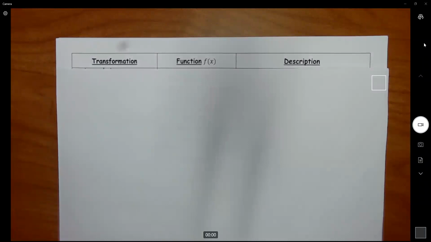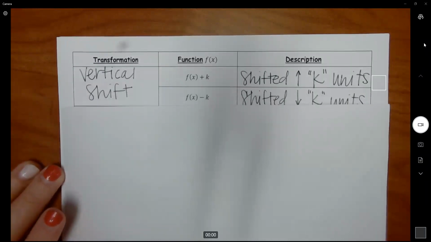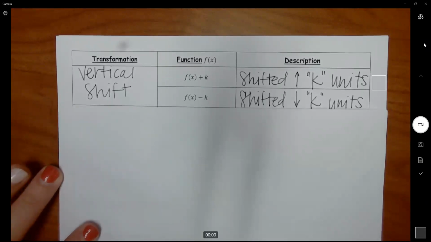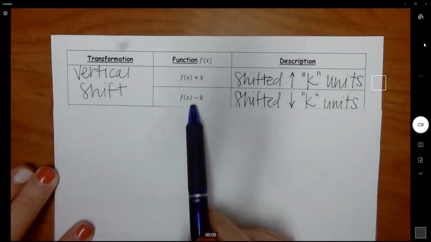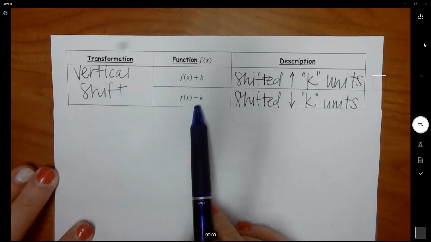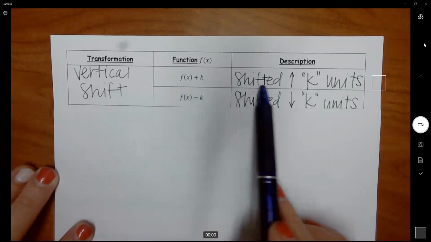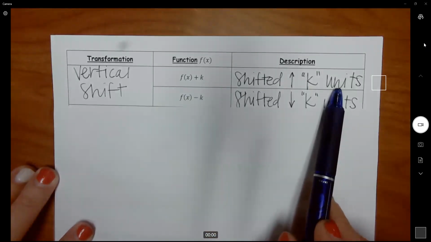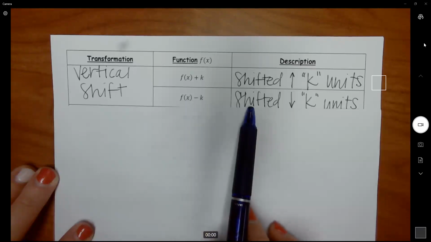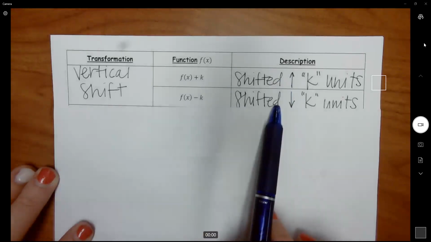So on the next page, we have a table. On 1 and 2, we had some vertical shifts. You're going to have vertical shifts whenever you have a function and either a constant is being added or subtracted to the end. When you have a function and then you're adding a number, it's going to shift up k units. Or if you have a function and you subtract k, then it's going to shift down k units. This is Explore 1 and Explore 2.